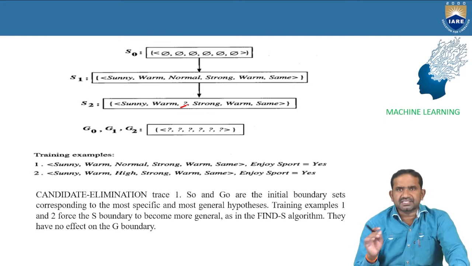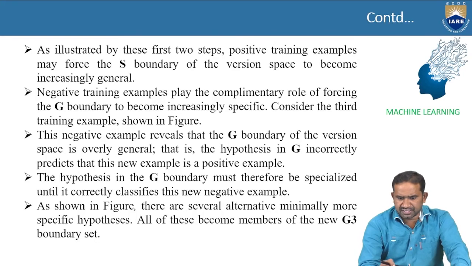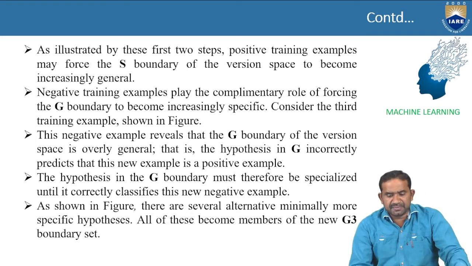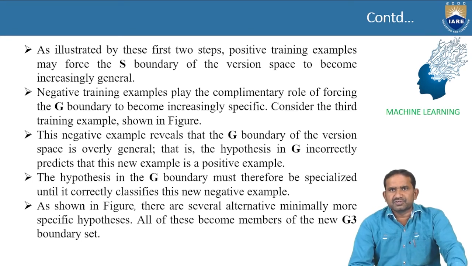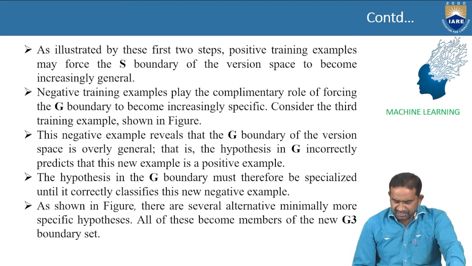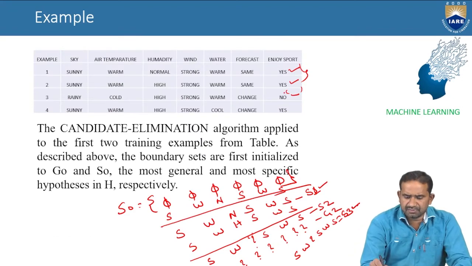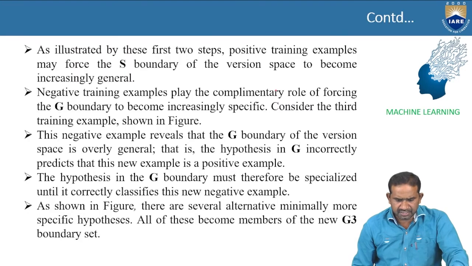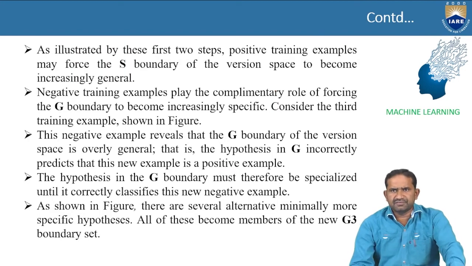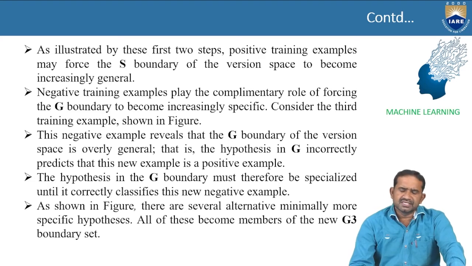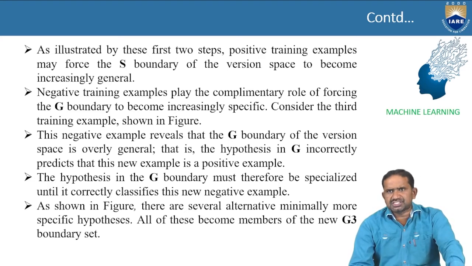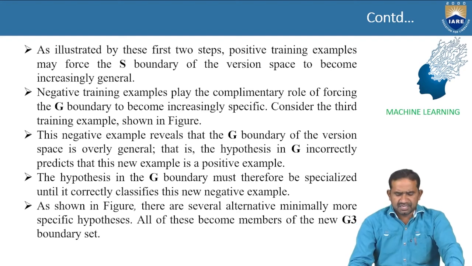But when you check the third training example, after two positive examples, there is a negative one. Training examples play a complementary role here, forcing the G boundary to become more specific. Consider the third training example in the figure or table. It is a negative example. This negative example reveals that the G boundary of the version space is overly generalized. That is, hypothesis G is incorrect: it incorrectly predicts this new example as positive.